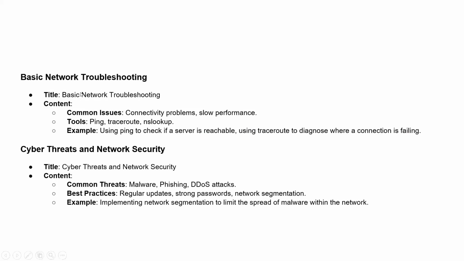And moving on to basic network troubleshooting. What would be the basic network issues? Maybe connectivity issues, and also slow performance. What tools will we use? We will use ping. Ping is to check whether the target is reachable or not. And what is traceroute? Traceroute is to see where the problem is, where the connection is failing. And why will we use nslookup? We will use nslookup for detailing.